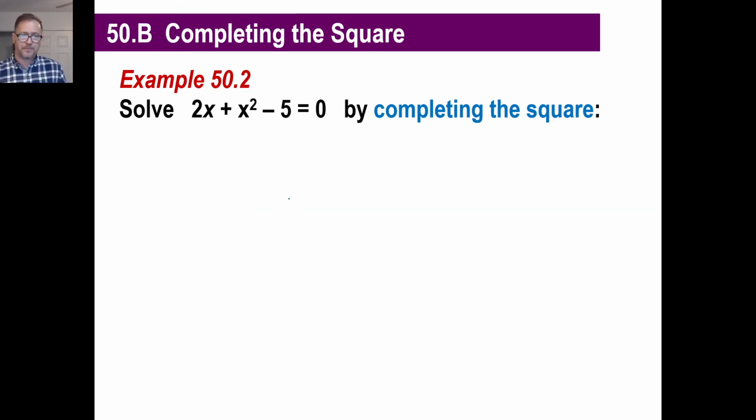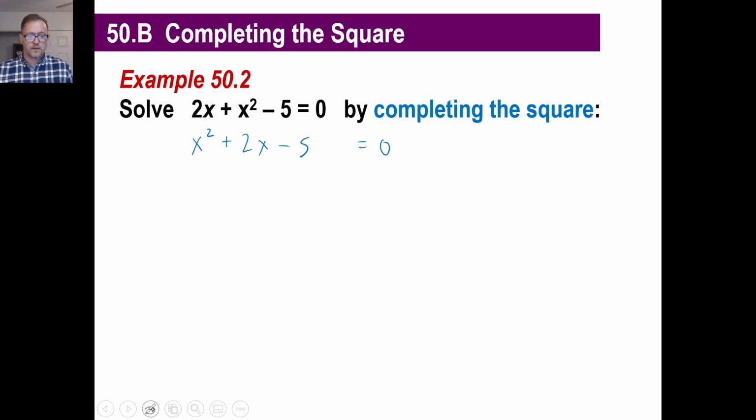Okay, let's try it again. All right. 2x plus x squared minus 5 equals 0. Complete the square. So pause it if you need to. Okay, first off, I don't like the order of this. I'm going to go ahead and write it in descending order. X squared plus 2x minus 5, I'll leave a little space here, equals 0.